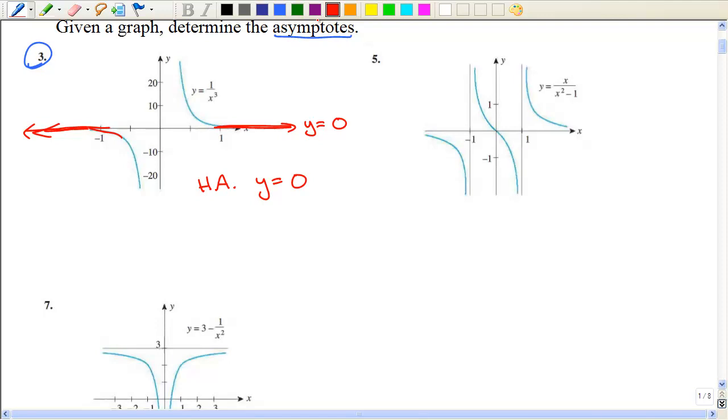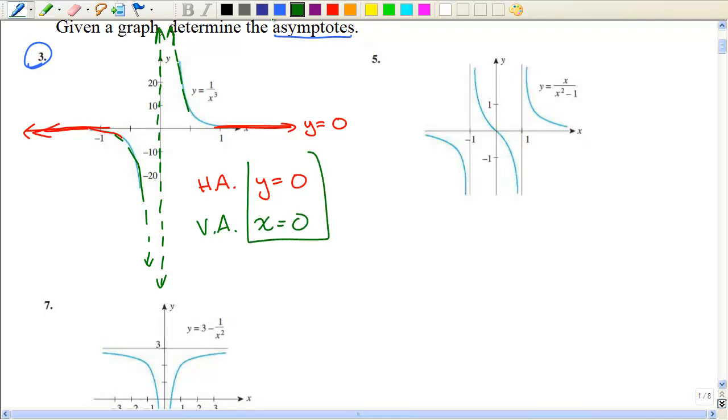But what about a vertical asymptote? Well, that's usually when the graph goes way up high and gets closer and closer to something, or goes way down low and gets closer to something. And we usually see it as a dashed line. And I look at this and I say, okay, I think my vertical asymptote here is x equals 0. And these are the two axes, and they're pretty popular asymptotes. But let's look at number 5.